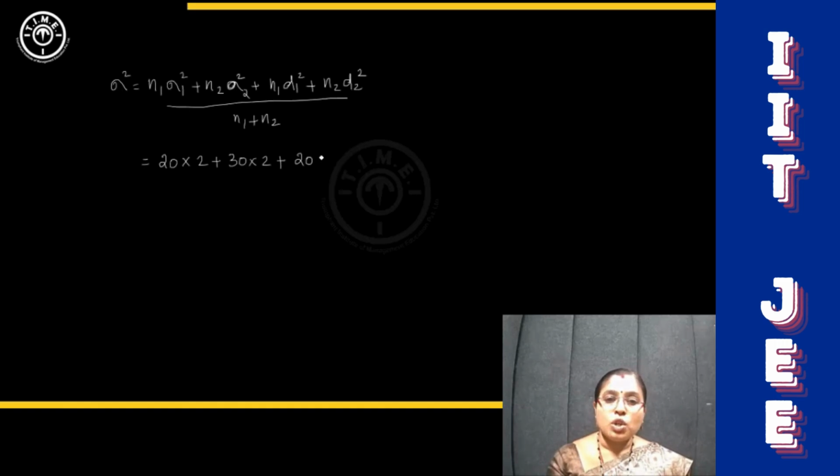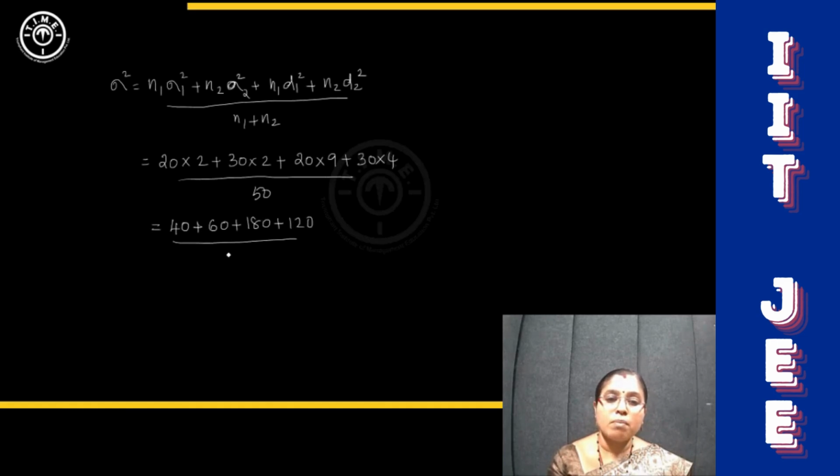So we get 20 into 9 plus 30 into 4 whole divided by 50. n1 plus n2 is 50. So we get 40 plus 60 plus 180 plus 120 whole divided by 50. So when you add, we get 400 divided by 50, which is 8.